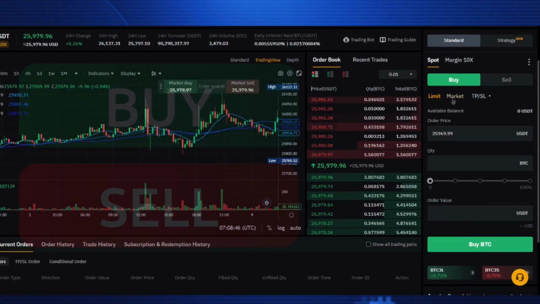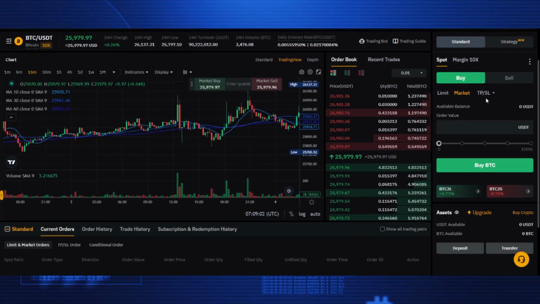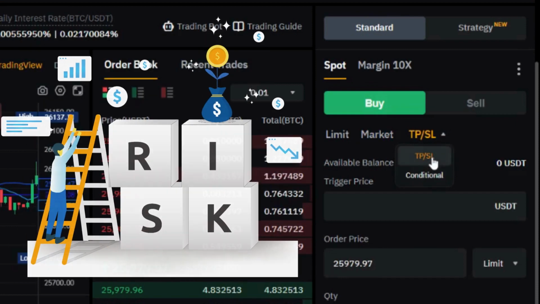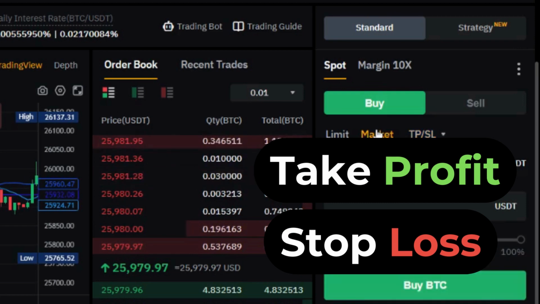The market option lets you buy or sell crypto assets at the current market price. The take profit stop loss function helps you manage your risks more effectively by enabling you to set take profit and stop loss orders simultaneously.